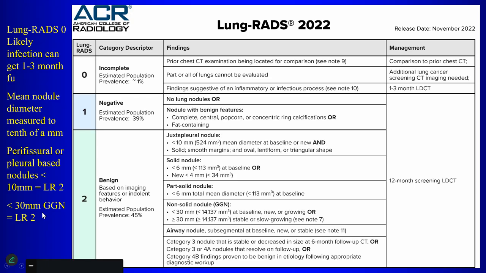For ground glass nodules, as long as it's pure ground glass, no solid components, and as long as it's less than 30 millimeters, that still gets a score of a Lung-RADS 2. That will not change management.